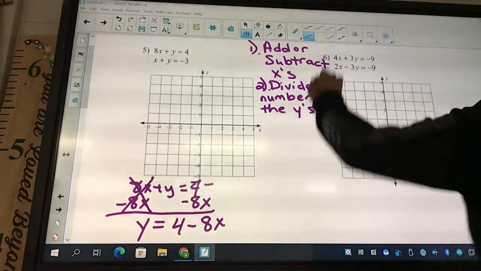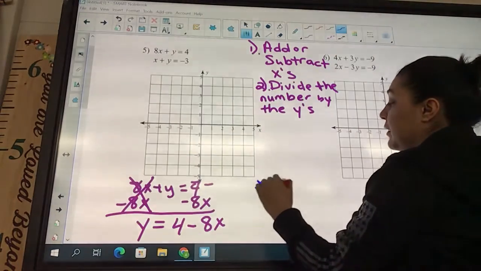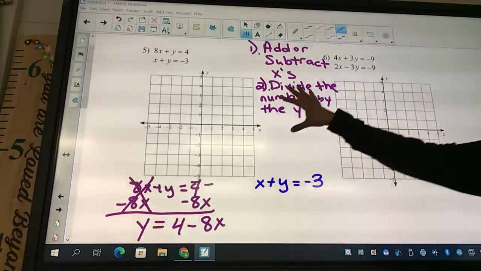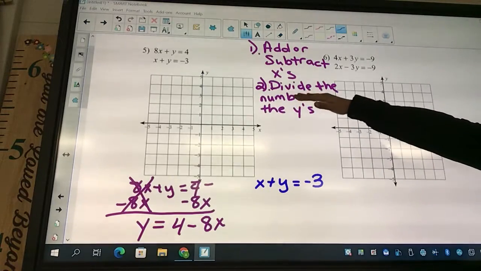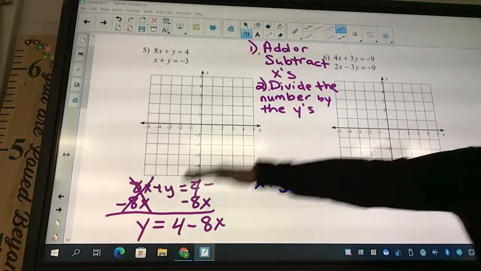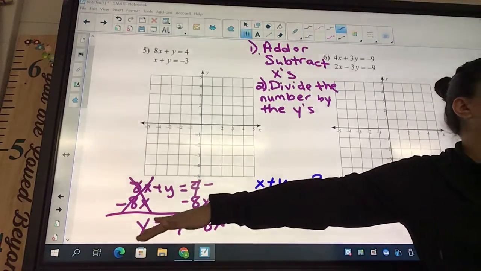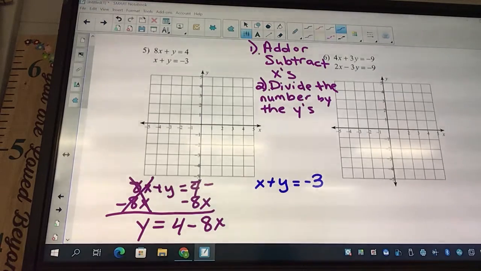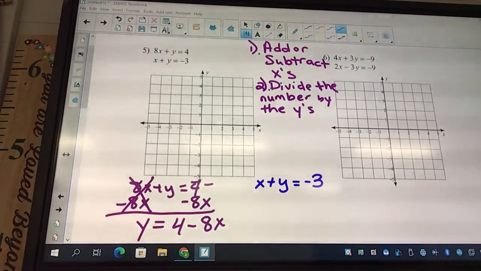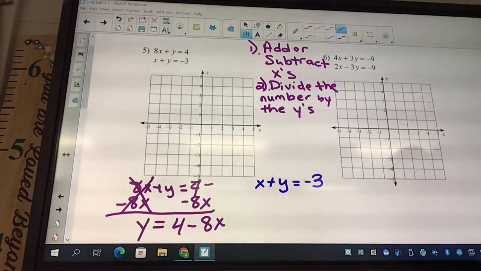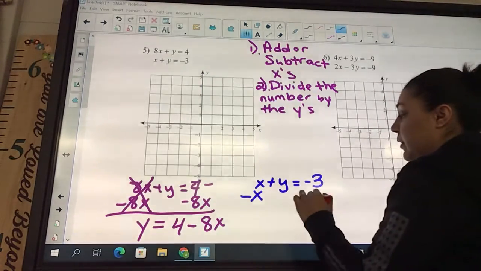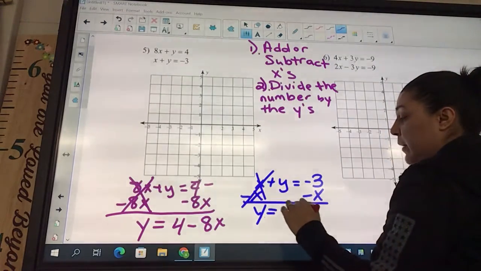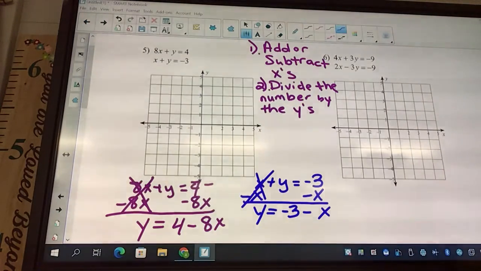Okay, and then we can go ahead and solve the other line too. So the other line says x plus y equals negative 3. One note, we didn't need to divide the number next to the y's because there was no number next to the y's. If there was like a 3, then you have to divide everything by 3. Do we add or subtract the x's? We subtract them, so we're going to say minus x, minus x. So you get y equals minus 3 minus x.